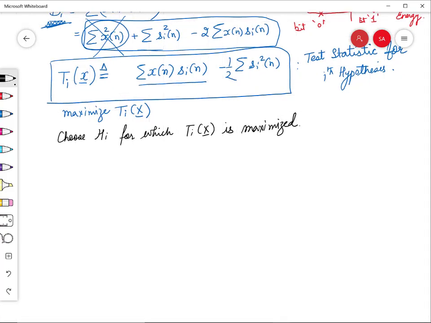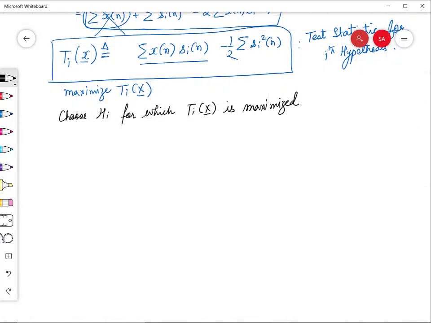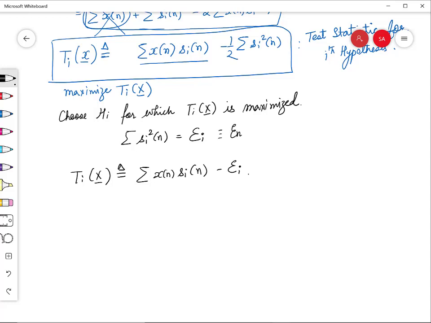Now we all know that the summation of s_i squared[n] is the energy in the signal. So I can denote it by E_i, and replace this summation by just E_i. So this is equal to the summation of x[n] s_i[n] minus half E_i, where E_i is the energy in signal s_i.